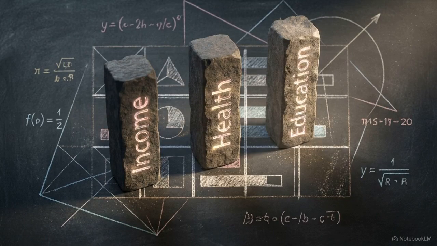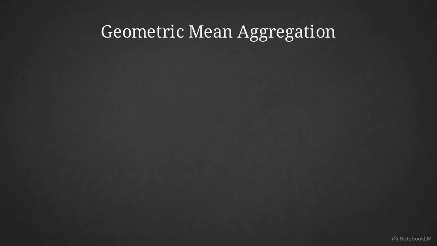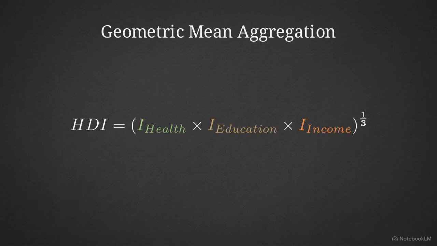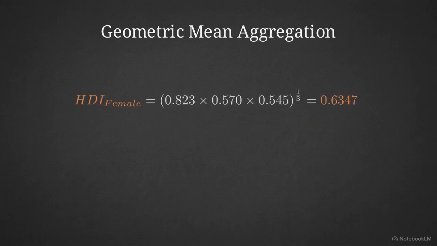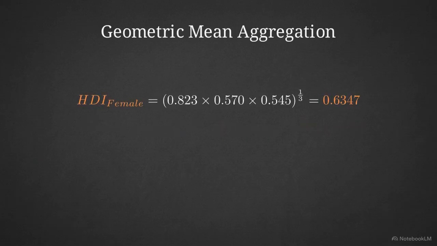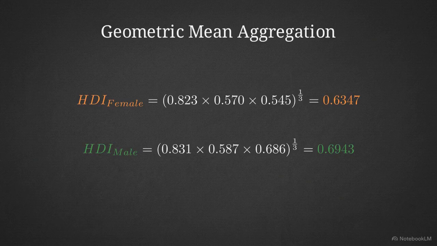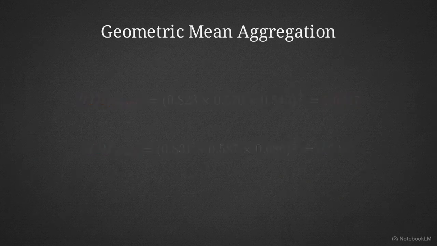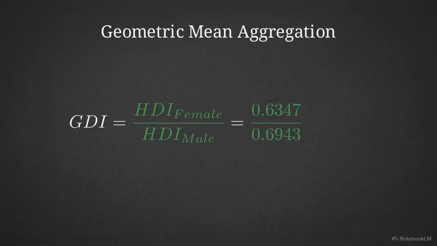All three foundational pillars, income, health, and education, are now normalized and ready for final aggregation. To calculate the overall human development index, we shift from the arithmetic mean used earlier to a geometric mean. This formula shows us multiplying the health, education, and income indices together and taking the cube root. Running the math gives us the independent HDI scores: 0.6347 for women and 0.6943 for men.